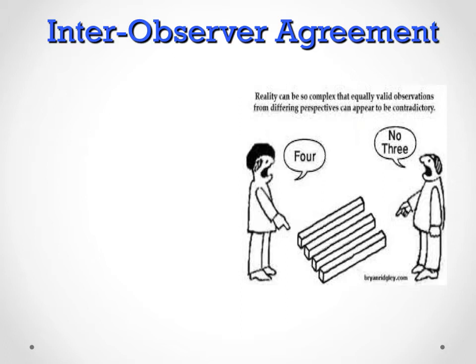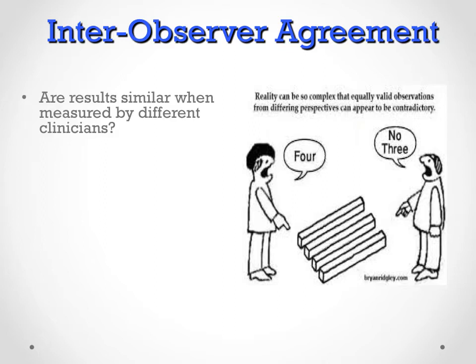Inter-observer agreement, or error, is an important aspect of diagnostic tests, and this really answers the question, are the results similar when measured by different clinicians? Now, when you have an objective measurement like serum troponin that is numerical and has clear cutoff values, then there is usually perfect agreement between operators.